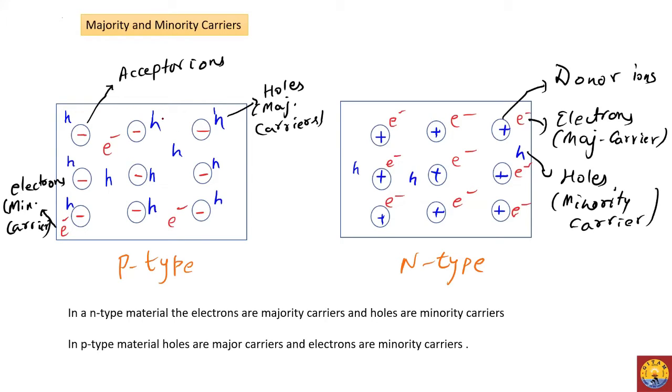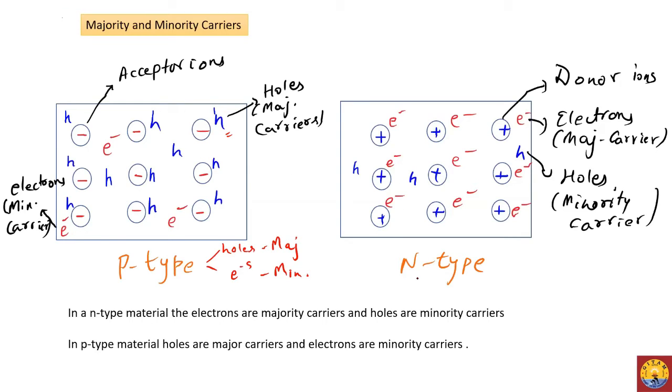And in p-type, there is a maximum number of holes. H is denoting the holes. They are called the majority carriers. Also in the p-type, we may have some electrons present. They are called the minority carriers. So in p-type, holes form the majority carriers and electrons form the minority carriers. And also there are acceptor ions. So this is how your p-type semiconductor should be represented.